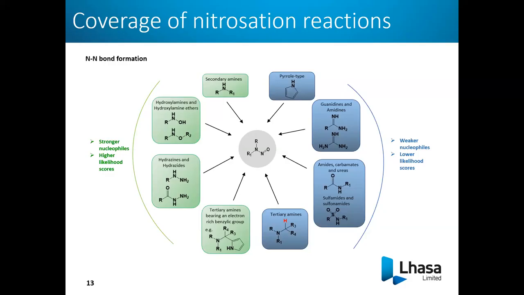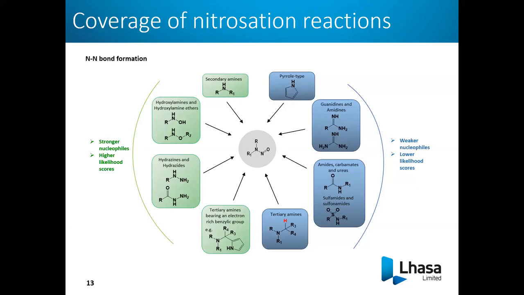If I start with NN bond formation, the types of chemical class that are covered, and if we look at the green part of the circle first, so classical secondary amines, hydroxylamine and hydroxylamine ethers, hydrazines and hydrazides, and tertiary amines bearing an electron-rich aromatic group would all be predicted with conducive conditions and a nitrosating agent present. These functional groups have a pretty appreciable nucleophilic character, in particular secondary amines. So, as I say, when conducive conditions are present, then these would be predicted at a reasonably high likelihood on our scoring scale.